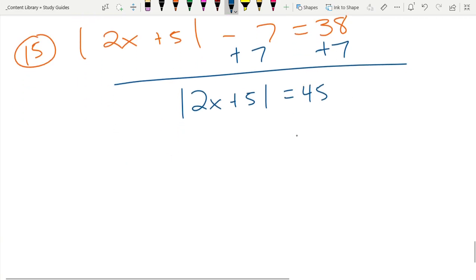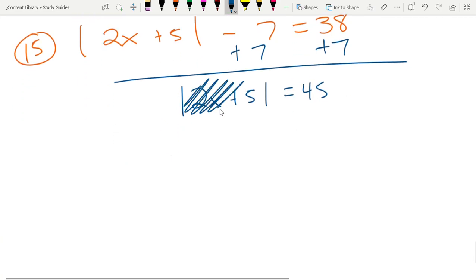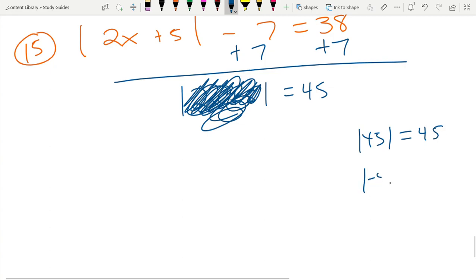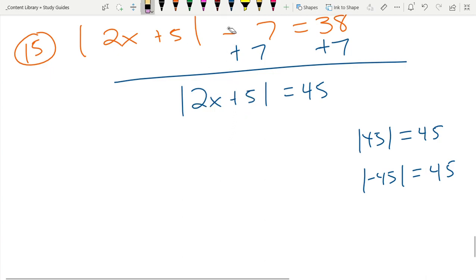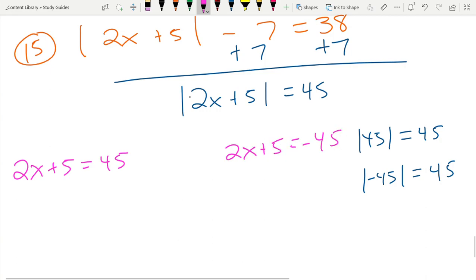Now you can make a determination. You're saying, what do you want behind here? What has an absolute value of 45? Well, 45 has an absolute value of 45, and negative 45 has an absolute value of 45. So that's what we want. They didn't give us that. They gave us 2x plus 5. So that's what we make 2x plus 5 give us: give me a 45, or give me a negative 45.